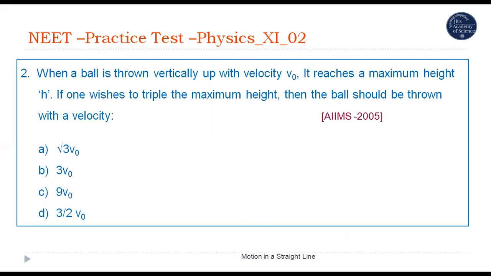Question number 2. When a ball is thrown vertically up with a velocity v0, it reaches a maximum height h. If one wishes to triple the maximum height, then the ball should be thrown with a velocity: option A, root 3 v0; B, 3 v0; C, 9 v0; D, 3 by 2 v0.